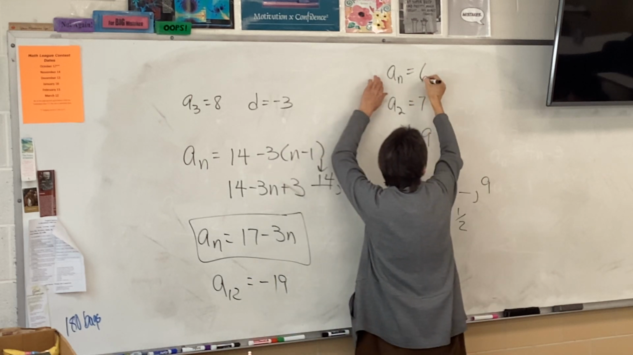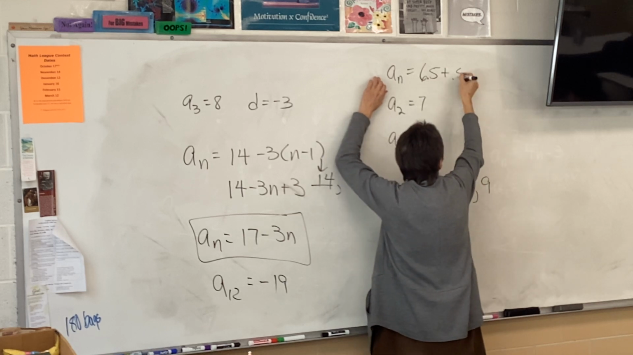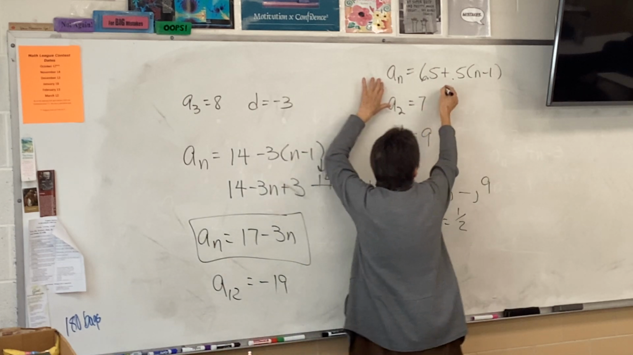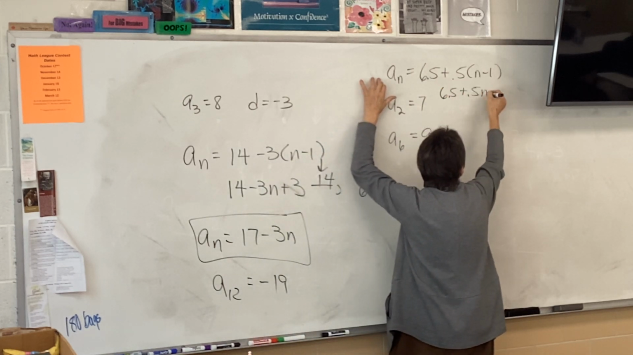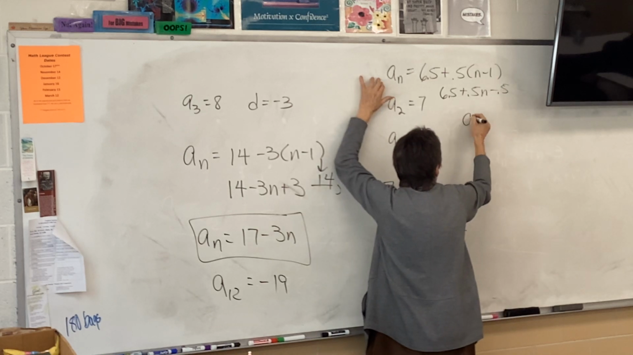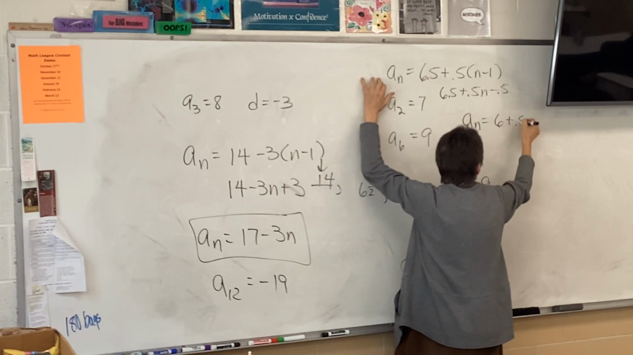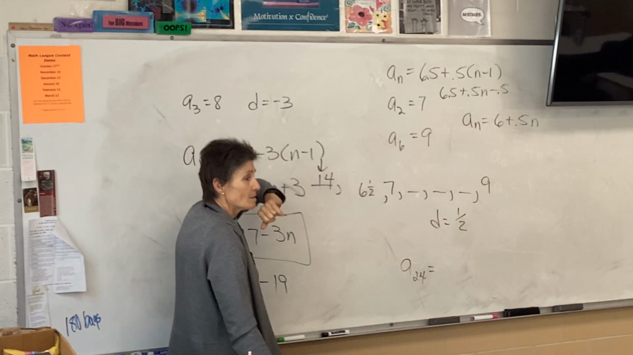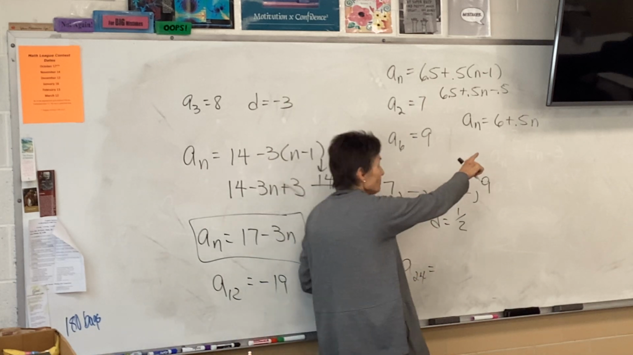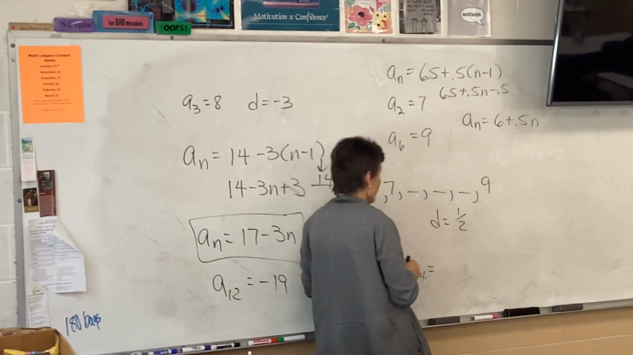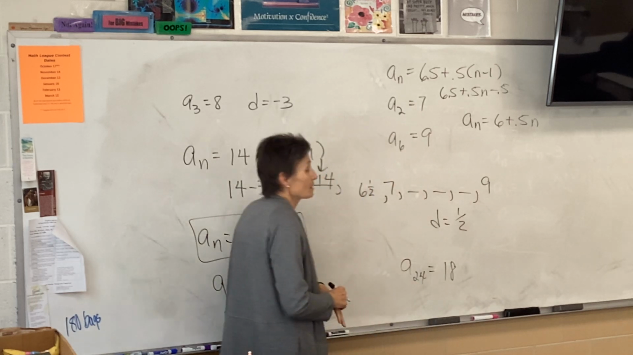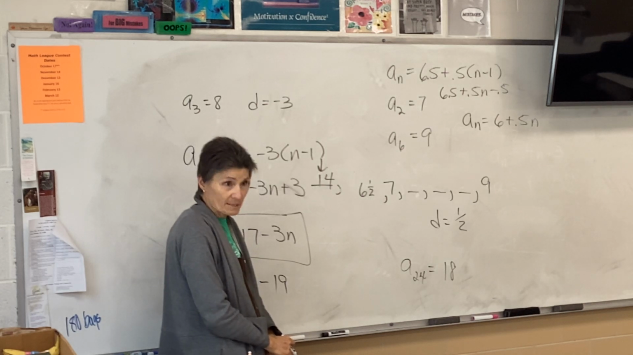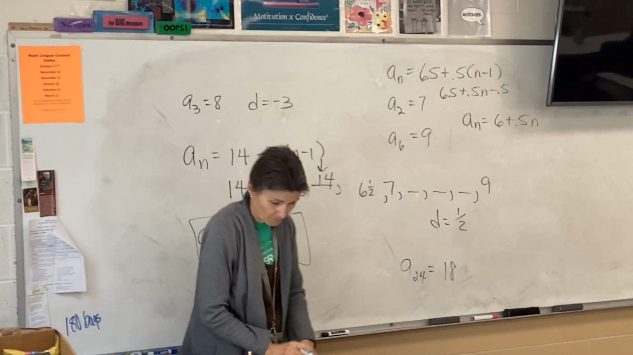So my formula will be 6.5 plus 0.5 times n minus 1. Does that make sense to everybody? So 6.5 plus 0.5n minus 0.5. I have 6 plus 1/2 n. Does that make sense? Did I do that right? So now if I want the 24th term, looks like the 24th term will be 18. Does that make sense? Good job, good job.